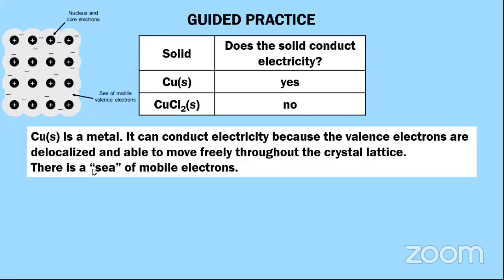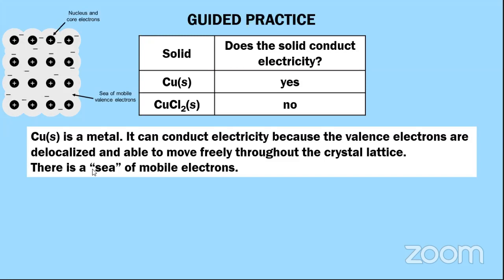So what I said for copper is the following. You may remember seeing that picture of the sea of mobile valence electrons. Copper is a metal and can conduct electricity because the valence electrons are delocalized and able to move freely throughout the crystal lattice. So the sea of mobile electrons is why copper, or any metal, is a good conductor.